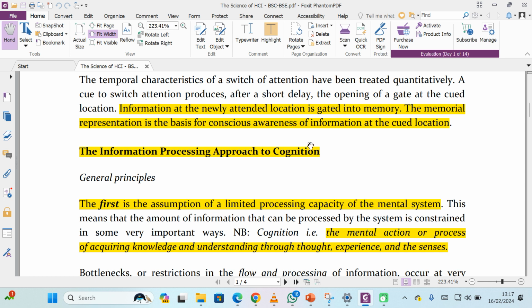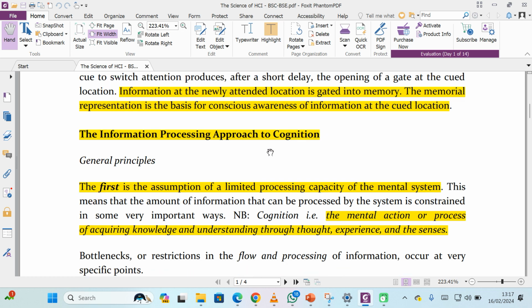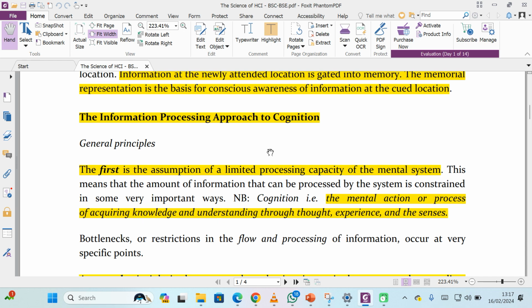So when your users see anything on their screen, they start processing the information in their mind. Their attention is being switched from one point to the other. So the information processing approach to cognition, which is thinking. There are some principles that the brain follows when it is trying to process information, and there are 4 of them.